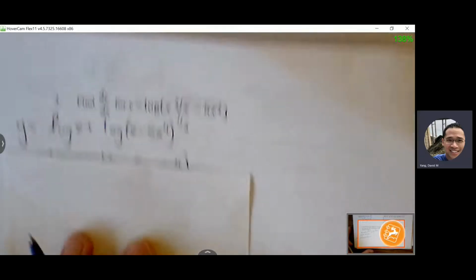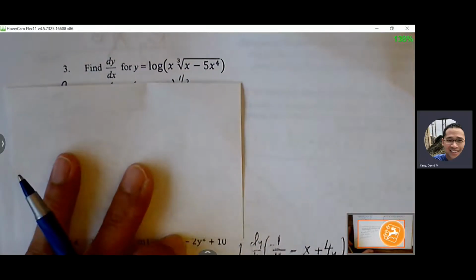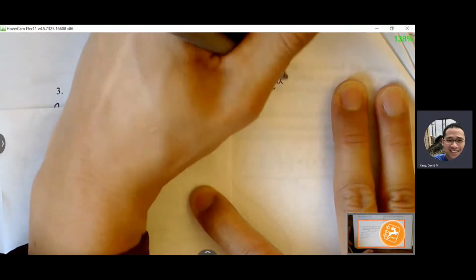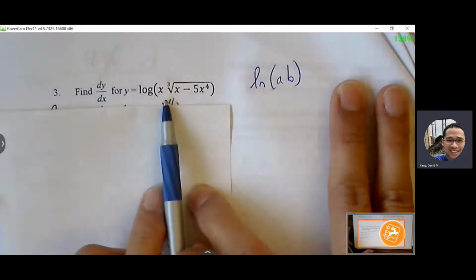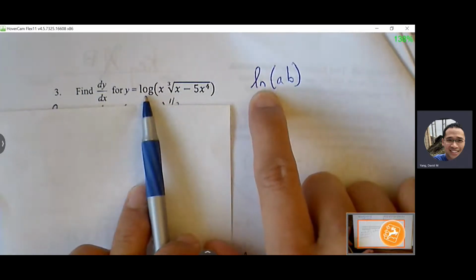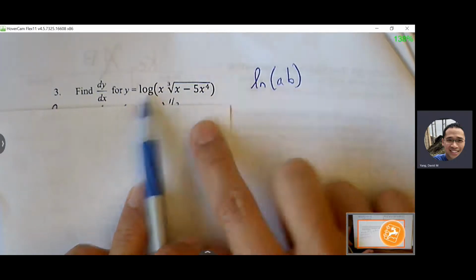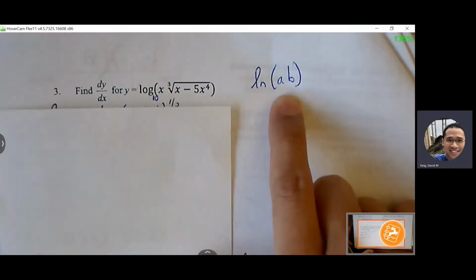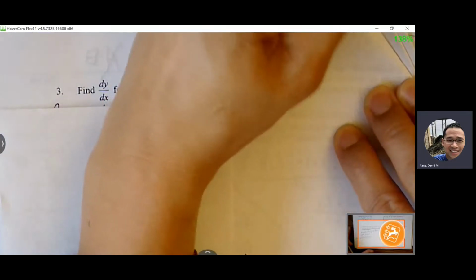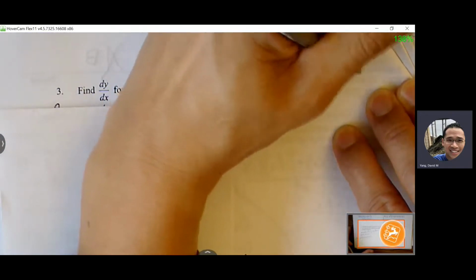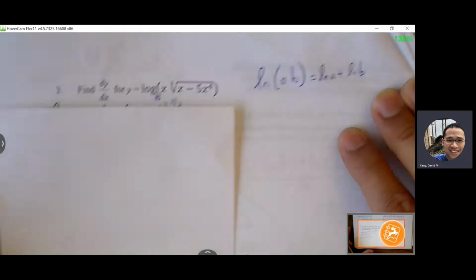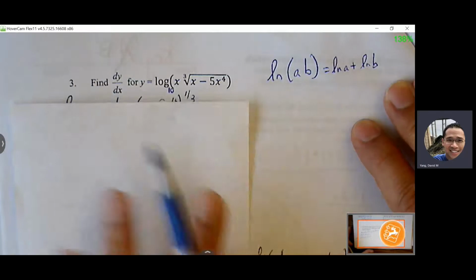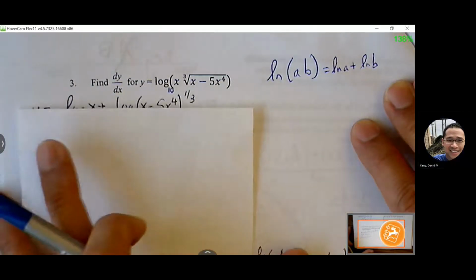This is a problem that we can treat the same way that we would treat natural log of a times b. Think of that as your a, think of that as your b. Instead of log base e, this is log base 10, so there's a hidden 10 here. The way you would expand this is natural log of a plus natural log of b. So same process here. We're going to treat the x as the a, treat the cube root as the b, and expand.